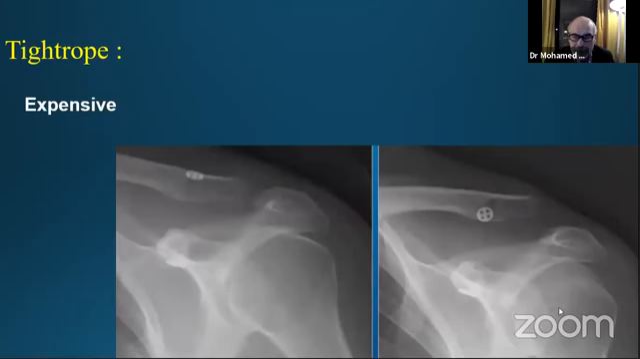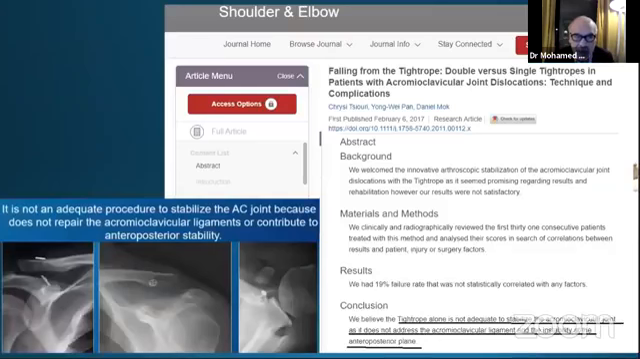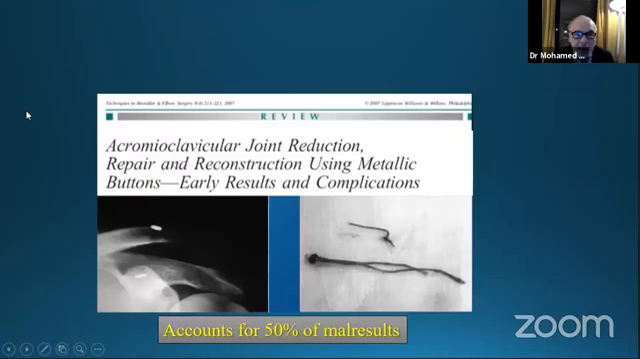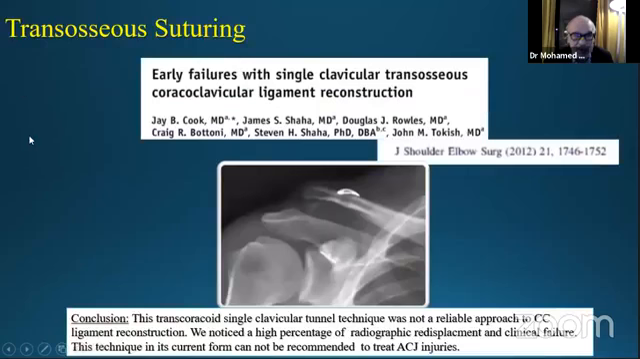What about the tightrope? First, it is inexpensive. The learning curve is high. Not only that, it is not an adequate procedure to stabilize the AC joint because it does not repair the acromioclavicular ligament, the coracoclavicular ligament, or contribute to the anteroposterior stability. And in this paper, we said that the tightrope alone is not adequate to stabilize the acromioclavicular joint as it does not address the acromioclavicular ligament and the instability in the anteroposterior plane. Also, it is responsible for more than 50% of the poor results.